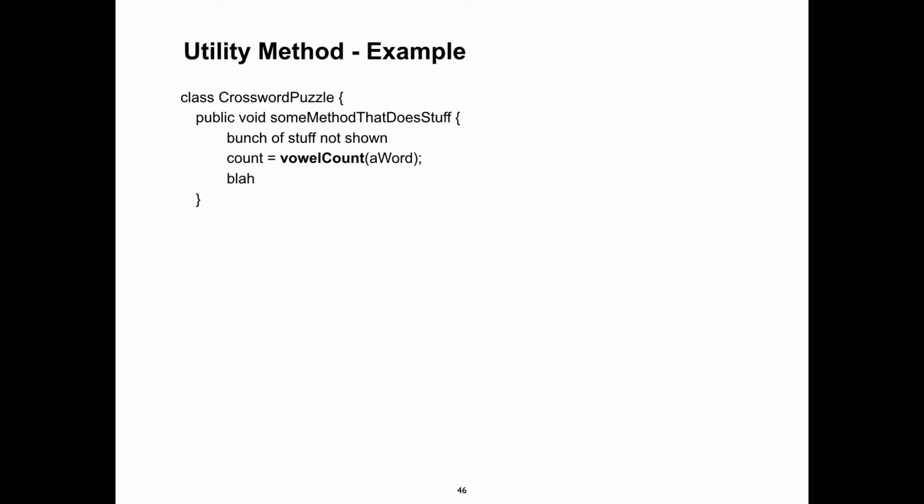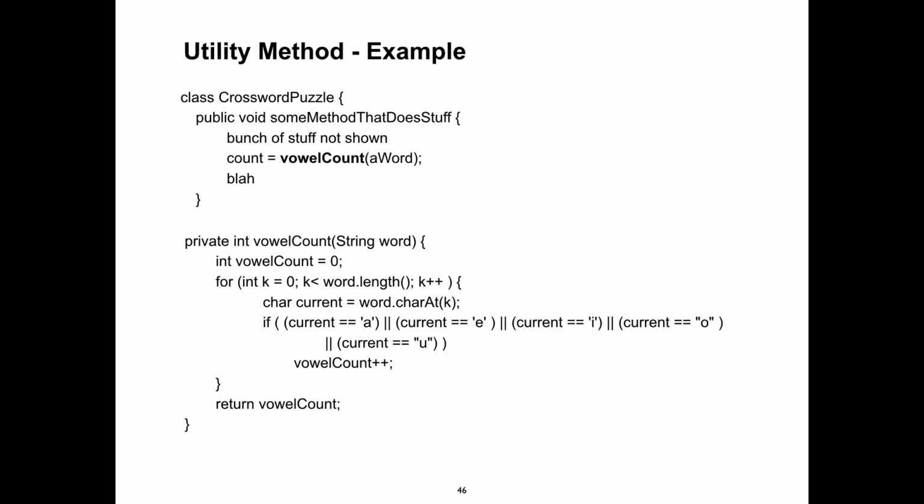So I've got some crossword puzzle class, and it does something. I need to count vowels, right? Because you know how long it is. And then what I do is I just create a function to count vowels, right? And I do all the work here. The problem is that's not reusable, right?